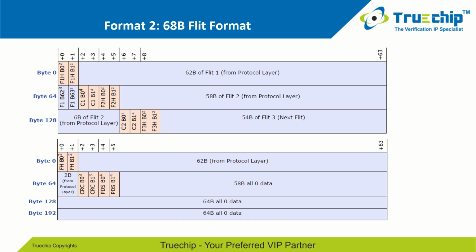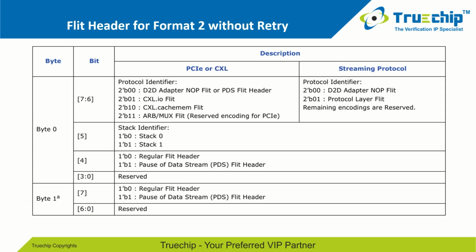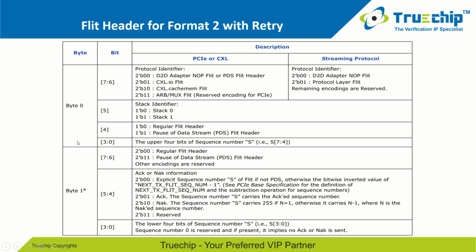So let's have a look at the formats of the 68 byte. Here we can see each 68 byte Flit format has 2 bytes of Flit header and 2 bytes of CRC. And if there is no Flit to send after a Flit format, the 2 bytes of PDS header will be added to that format. This is the Flit header for format 2 without retry. We can see these 2 bytes are the Flit header, which has different fields. And similarly, the Flit header for format 2 with retry.